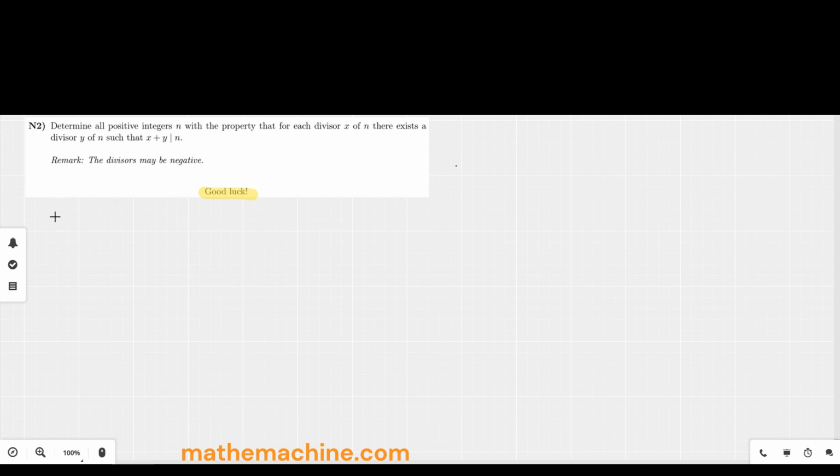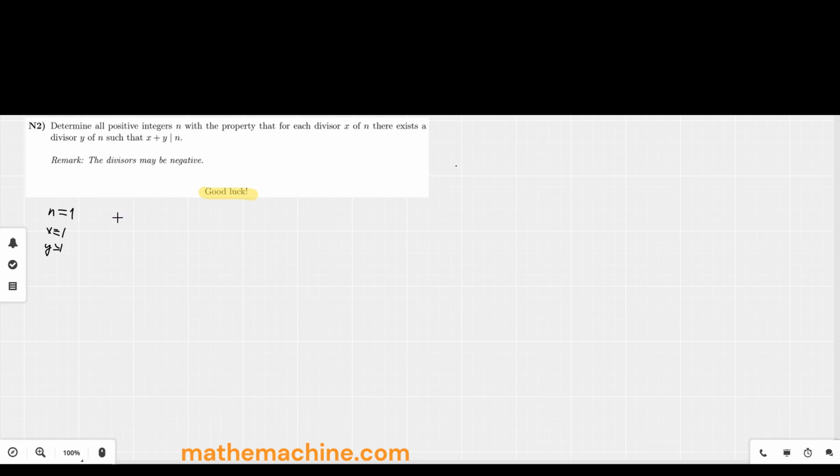So let's consider simply n equals 1. N equals 1, this is not really good because we have only x equals 1, the only divisor, and for that we can figure out the other divisor which is the same, y equals 1. So 1 plus 1 is 2, and 2 does not divide 1, so it doesn't work.